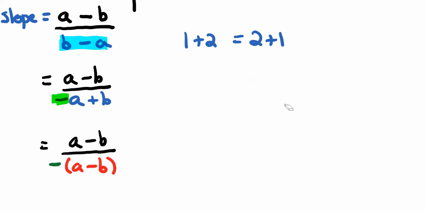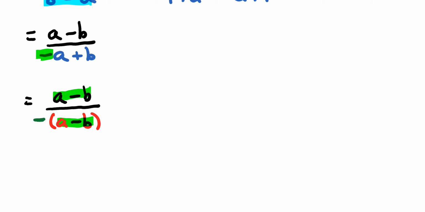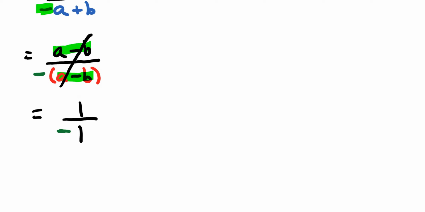One of the reasons why I factor out the minus sign is that notice that I have an a minus b there and an a minus b there. Those are exactly the same, so I can cancel those off. I have 1 on the top, 1 on the bottom, and that minus sign still tags around. And 1 divided by -1 is just -1. So the slope there is just -1, even with all those variables. We just do a little bit of algebra, simplify it, and we get -1.